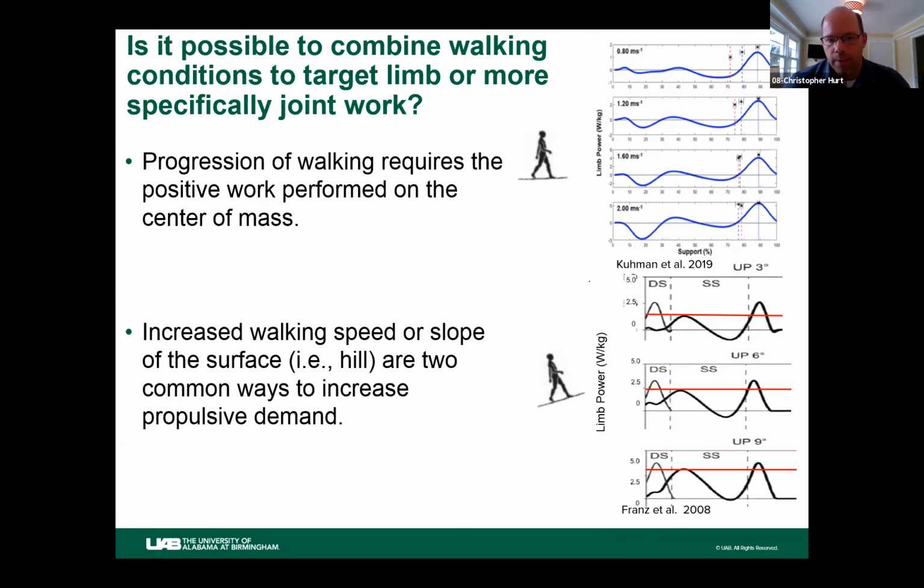So progression of walking requires that work is performed to support the body against gravity and propel forward. Now those walking requirements can increase with speed as depicted in the top panel in a study my graduate student Dan Kuhlman performed that we published last year. And requirements can also increase with treadmill slope as depicted in the figure at the bottom in a study from Franz et al. in 2008.